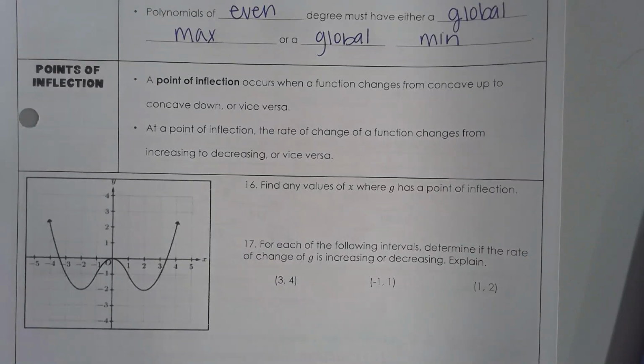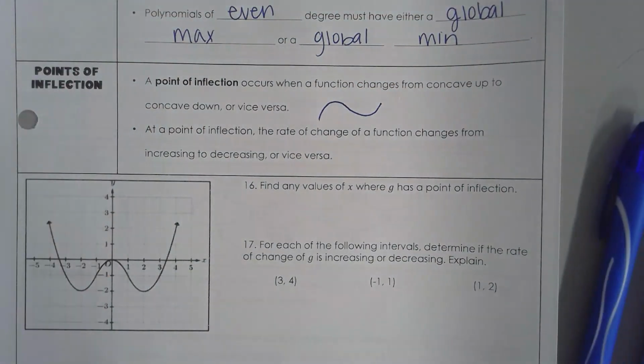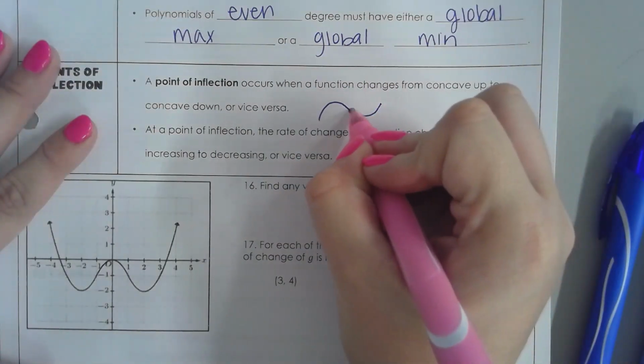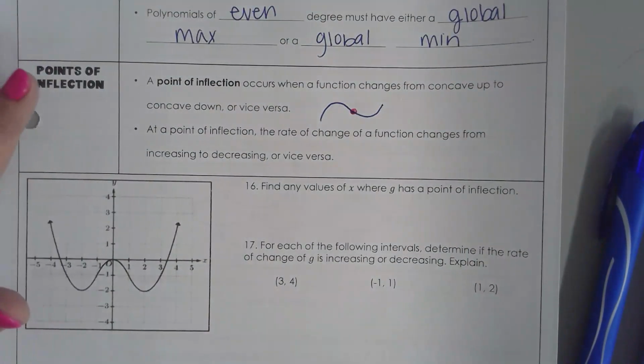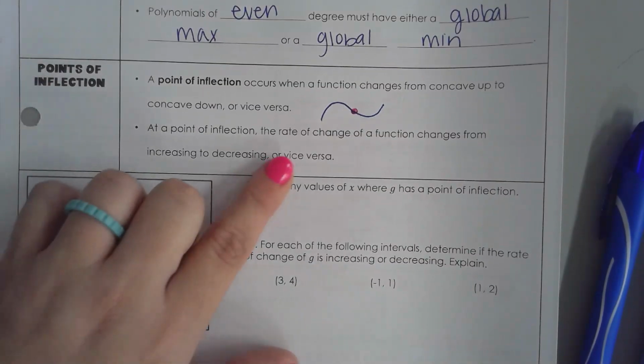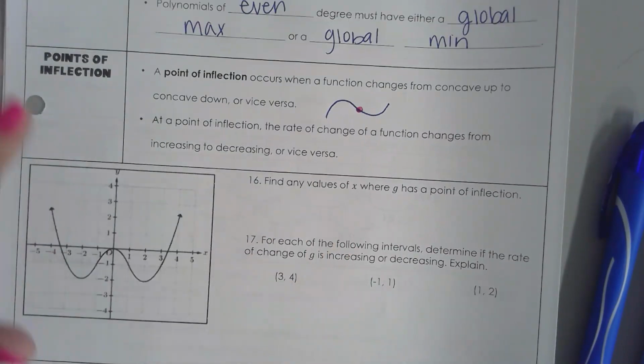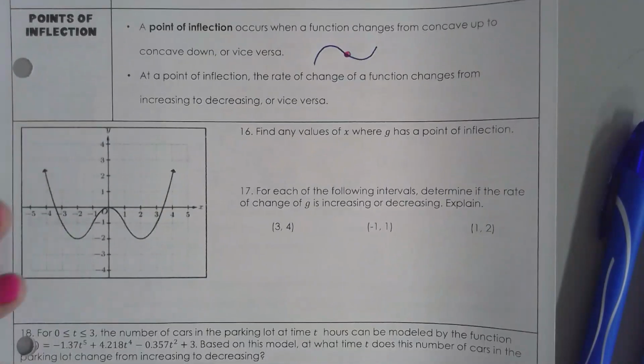Okay, so if I drew that, the point of inflection was probably about right there. If you were finding the rates of change, it's where those rates of change go from increasing to decreasing, or vice versa. That's where those happen.